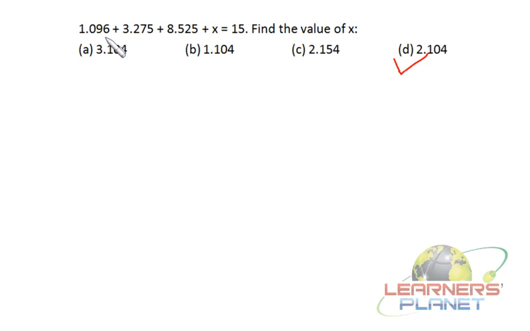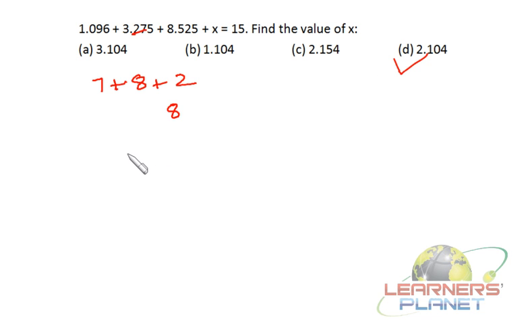Or else we can go for even the digital root method. The digital root of the left hand side should be equal to the digital root of the right hand side. Here the digital root of this is 7. The digital root of this is 8. Now I want 7, so I would get 15 over here, which I am getting over here, that is 2 plus 1 plus 4, 7. So this is the correct choice.